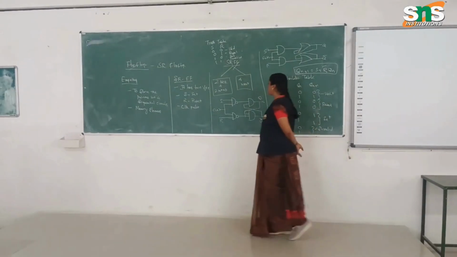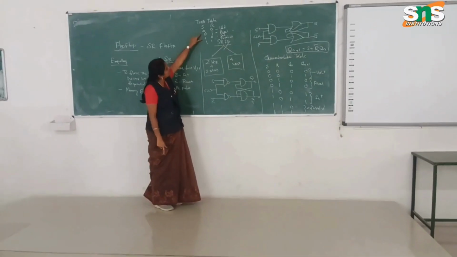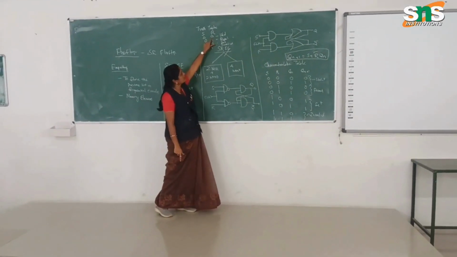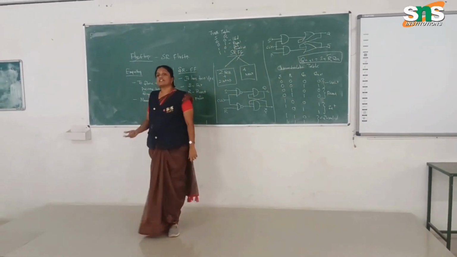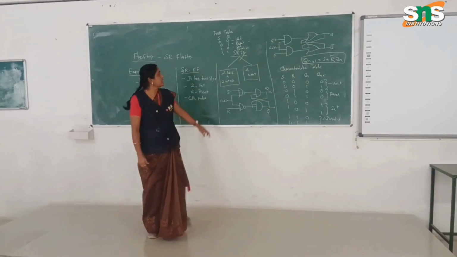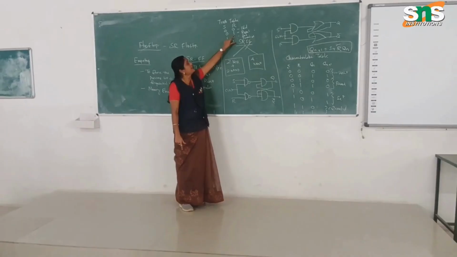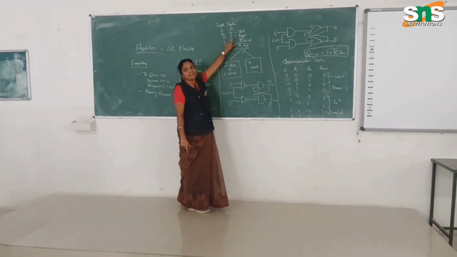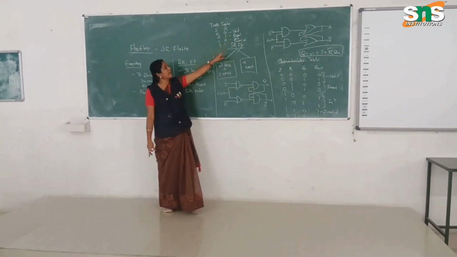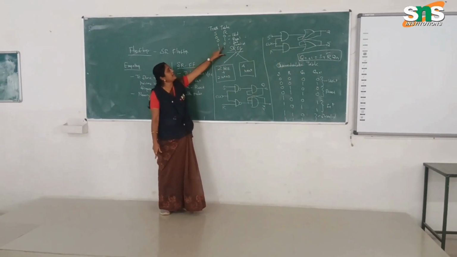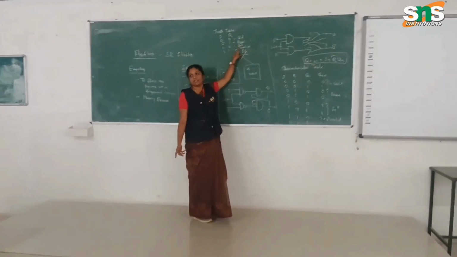So the cases of the SR flip-flop: if S is equal to 0 and R is equal to 0, it will be in the previous state, which is otherwise called the hold state. If S is equal to 0 and R is equal to 1, it will be in reset mode, that is, the output is 0. The next input is 1 and 0, it will be in the set state, that is 1.